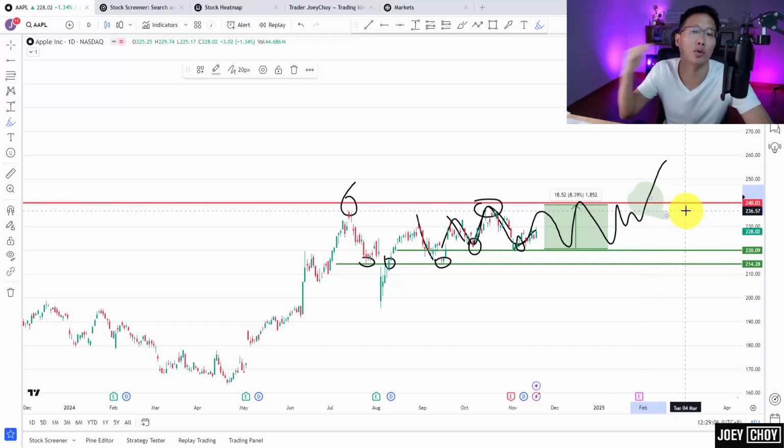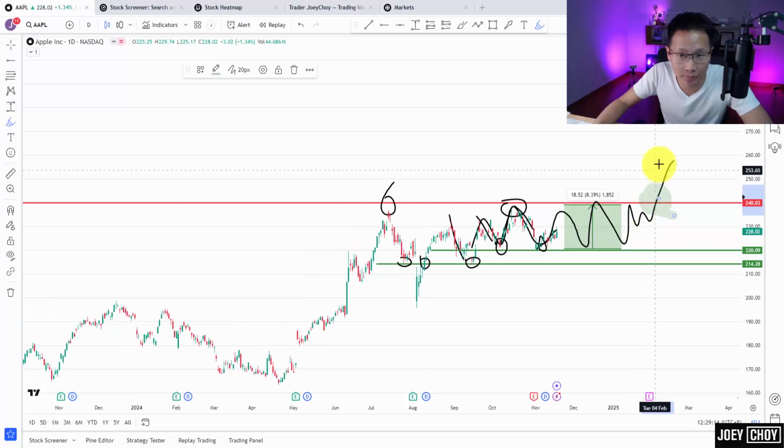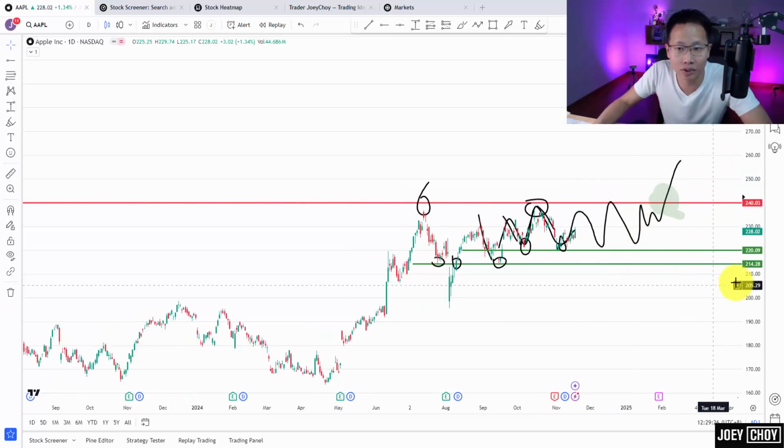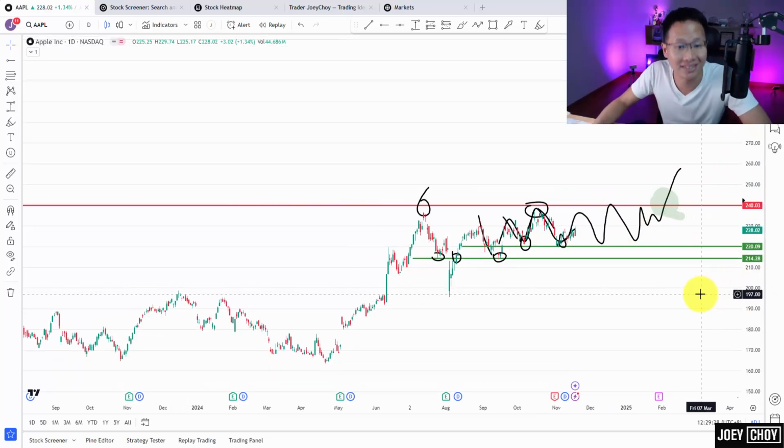And only if it were to break the 240, great, that is where we are set free from this sideways consolidation or this structure. And we can potentially hit even higher. Targets can be raised maybe all the way to 260, just by extrapolating from this range all the way to another $20 range. Targets could be 260. So that's how you can draw horizontal support and resistance to guide you.